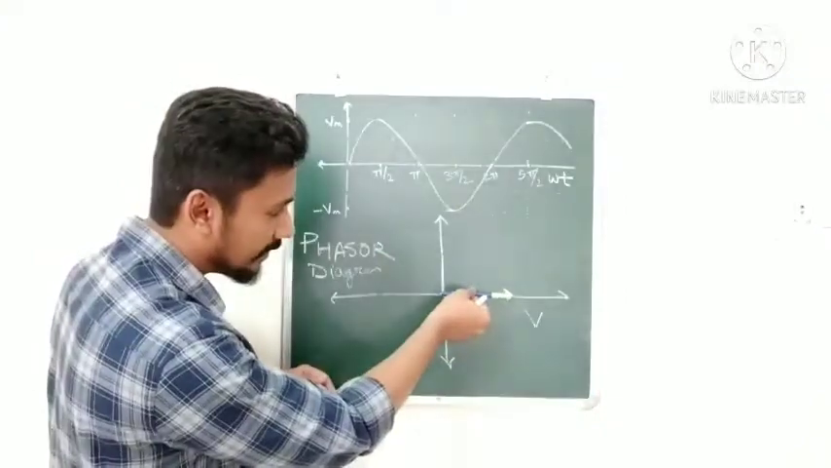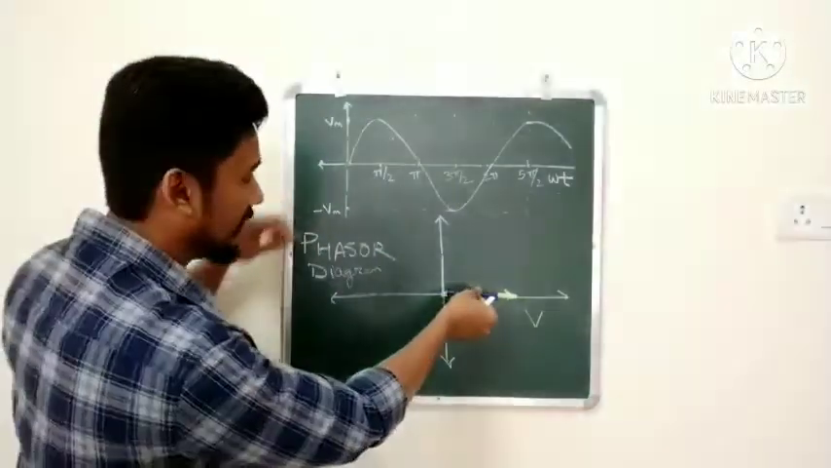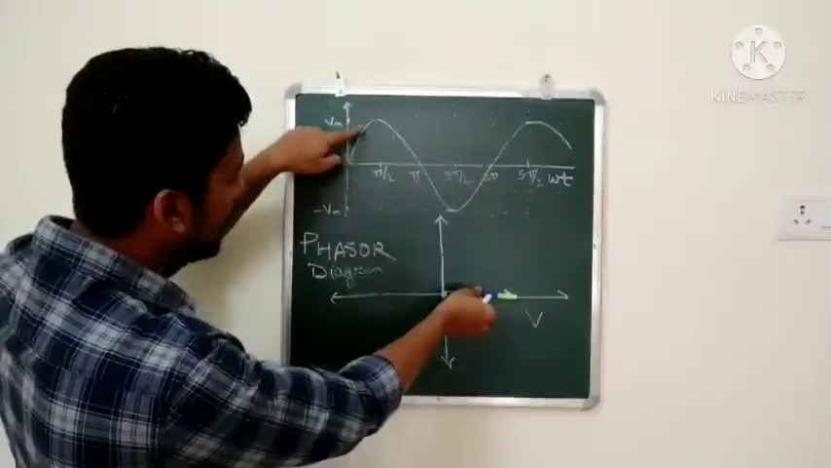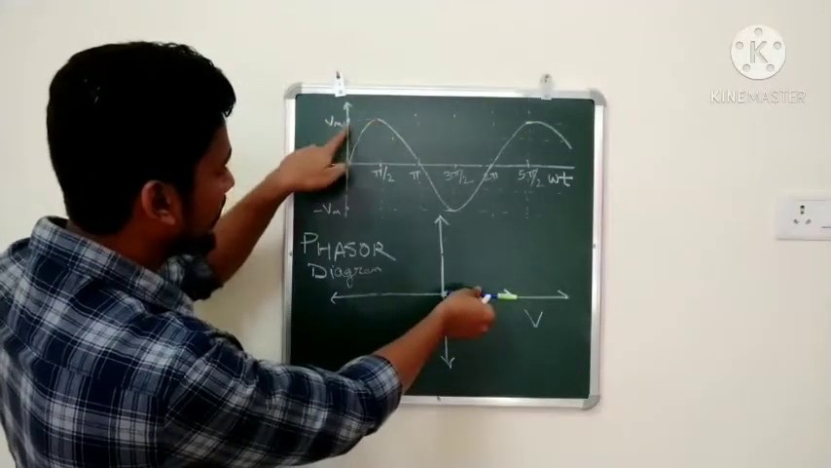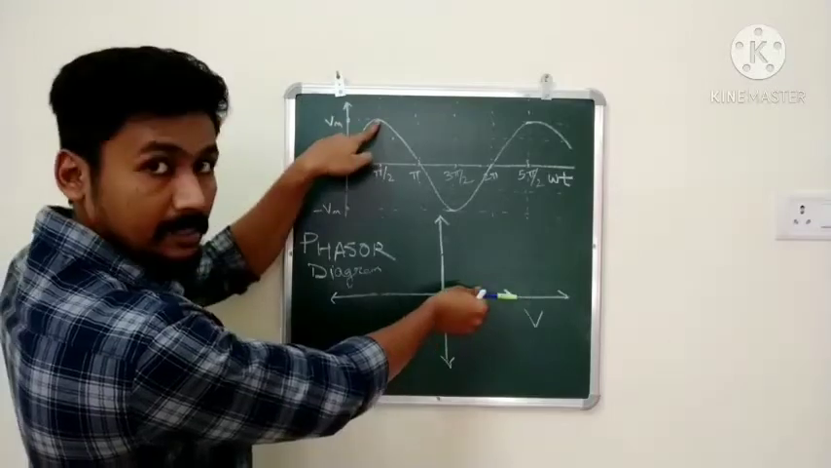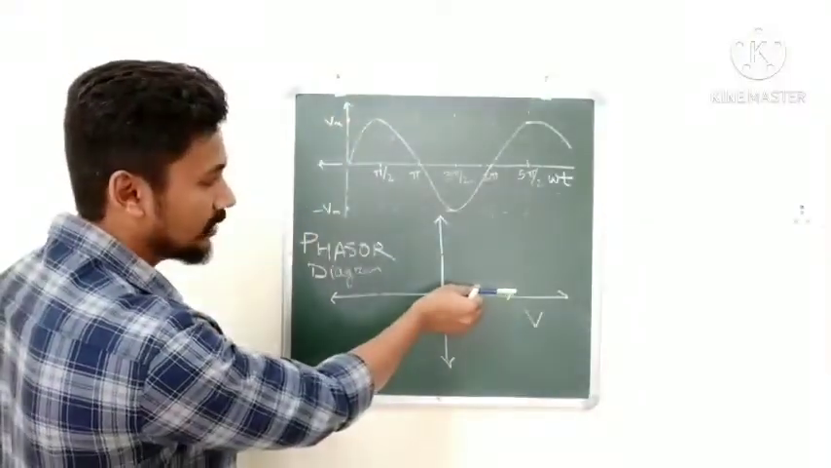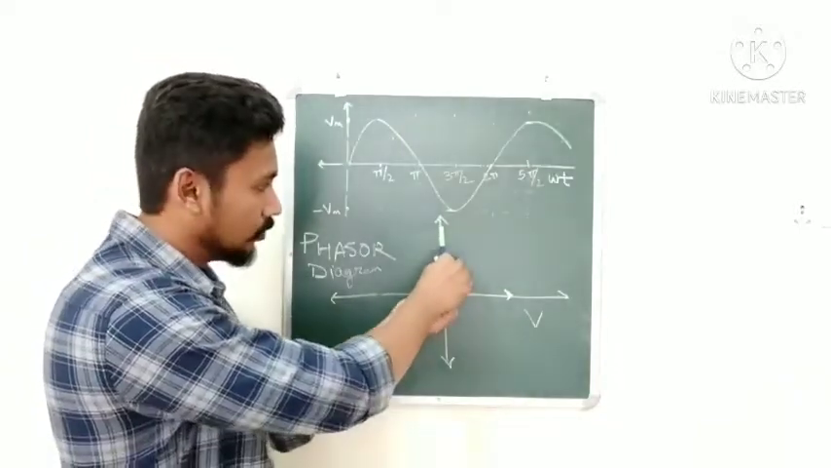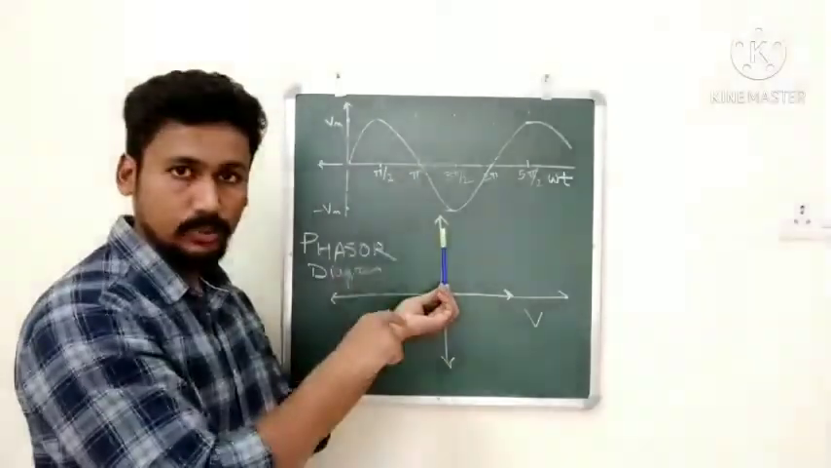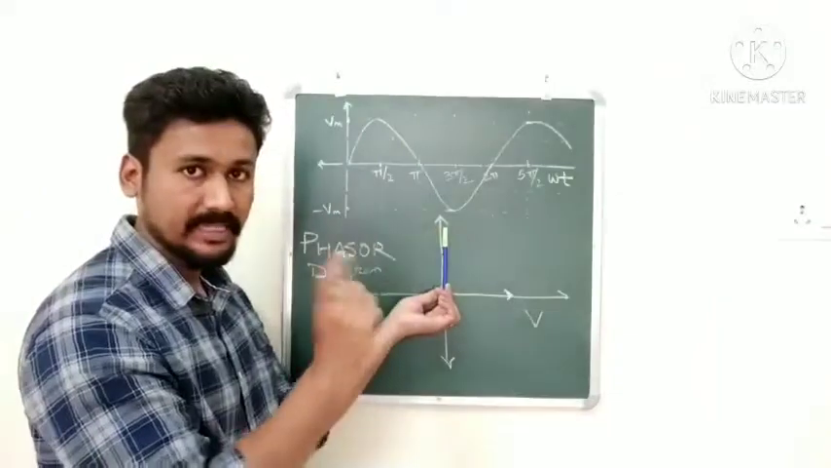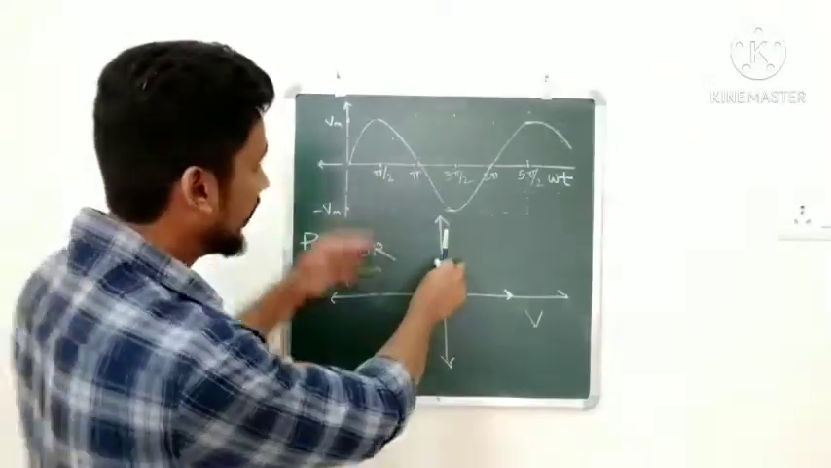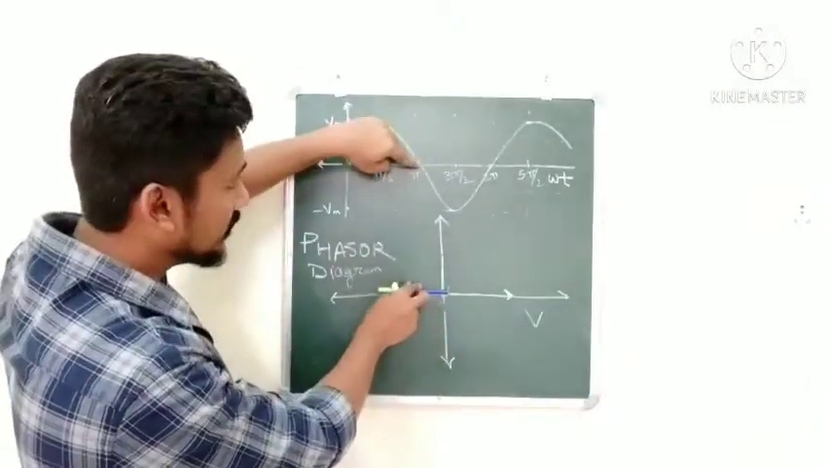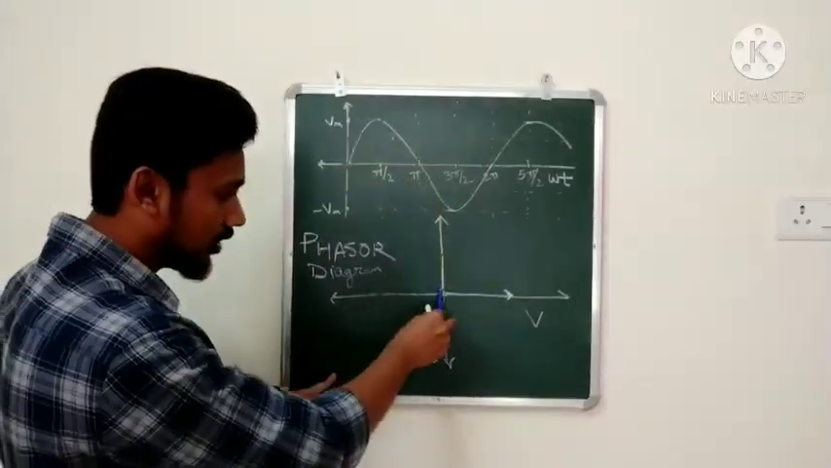So right now this is where the vector is at omega t equal to 0. Then when omega t reaches pi by 2, you will see that the amplitude is maximum. So at pi by 2, the vector is going to be like this. You can see now the vertical part is equal to Vm, the maximum, the peak voltage. Then as you reach pi, the vector turns like this. As you reach 3 pi by 2, the vector goes here.